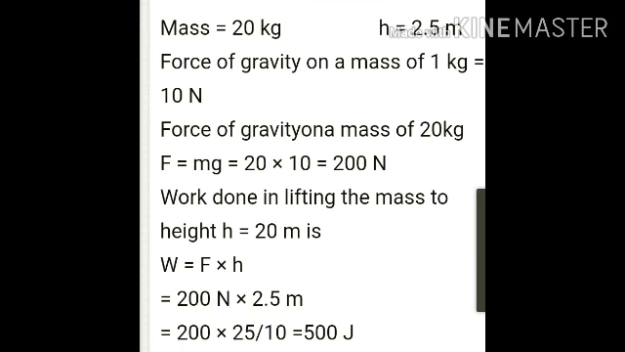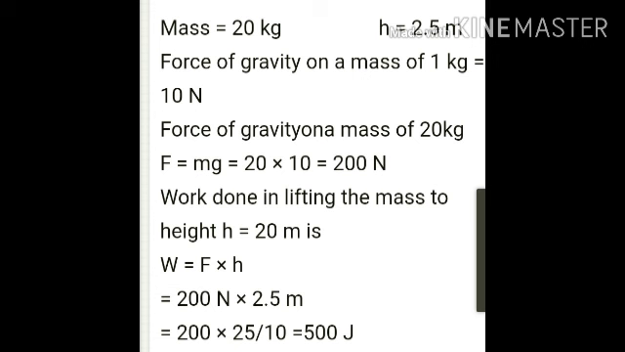Now your next question. A man lifts a mass of 20 kg to a height of 2.5 meter. Assuming that the force of gravity on 1 kg mass is 10 Newton, find the work done by the man. In this question, mass and force of gravity on a 1 kg mass are given. Mass is equal to 20 kg and force of gravity on 1 kg is equal to 10 Newton. As we know, the force of gravitation on a mass, F, is equal to mg. Here m is equal to 20 and g is equal to 10. So 20 multiplied by 10, we get 200 Newton. That is our force of gravitation.